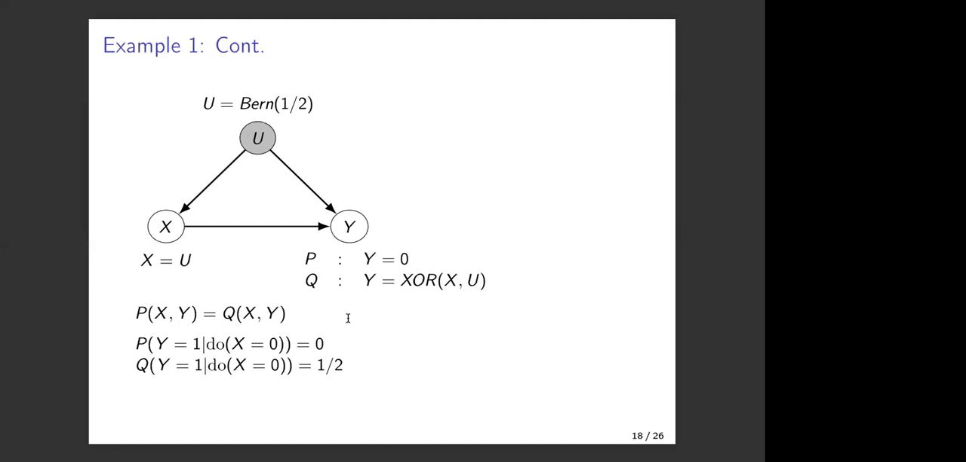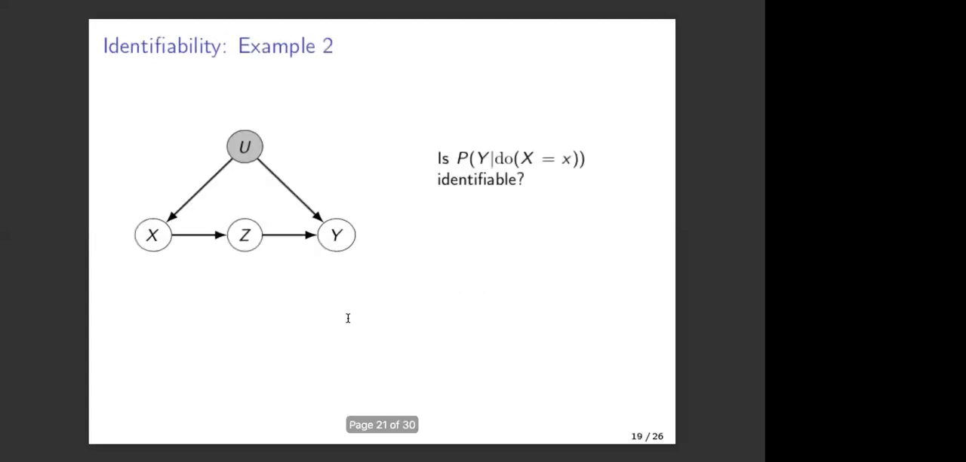Okay, so that's an example where you cannot uniquely determine the interventional distribution from just the observational distribution. On the other hand, let me show you another example here. Here we introduced a variable z, which is called a mediator variable. Now if you wanted to ask, when I set x to x, can I identify the probability of y?